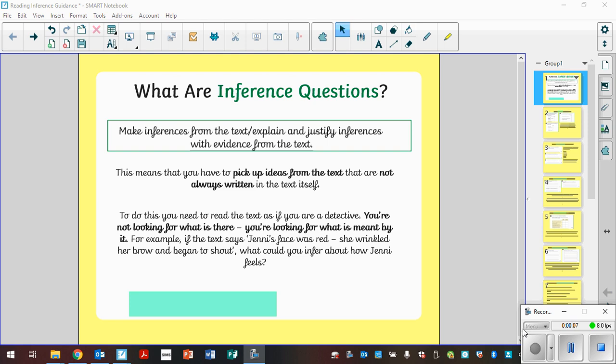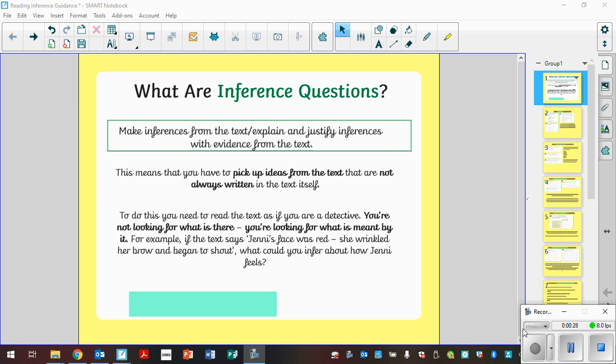It's Monday, and we are going to be starting off our English this week with reading, like we have been for the last few weeks. And in particular, we're going to be looking at an aspect of reading which we are all familiar with, and that is to do with answering inference-based questions on the text that we have been reading.